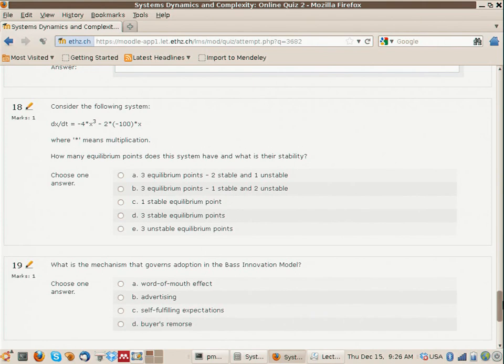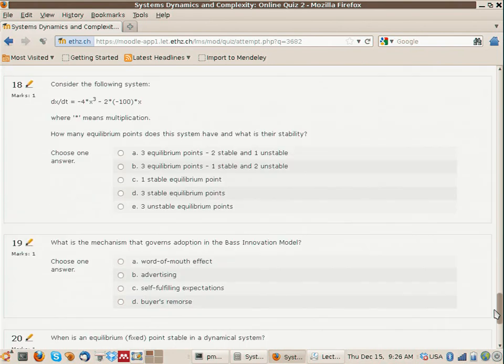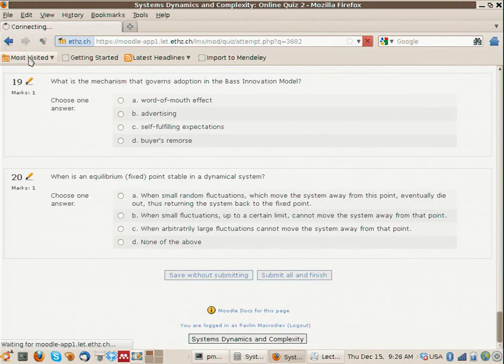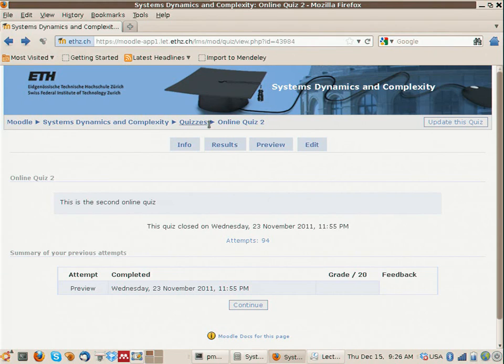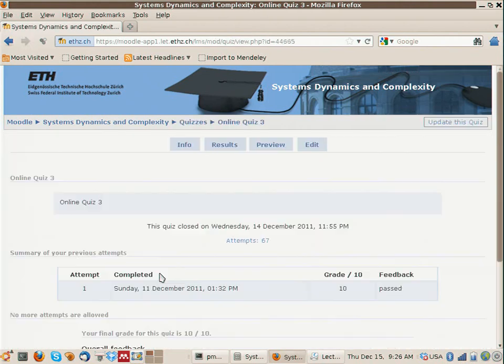So let's quickly go through that. Rabbit fox, and so on. Okay, you all know this. And finally, the third online quiz. The third online quiz was pretty easy, so do you think we need to go through it? Well, let's go through it.